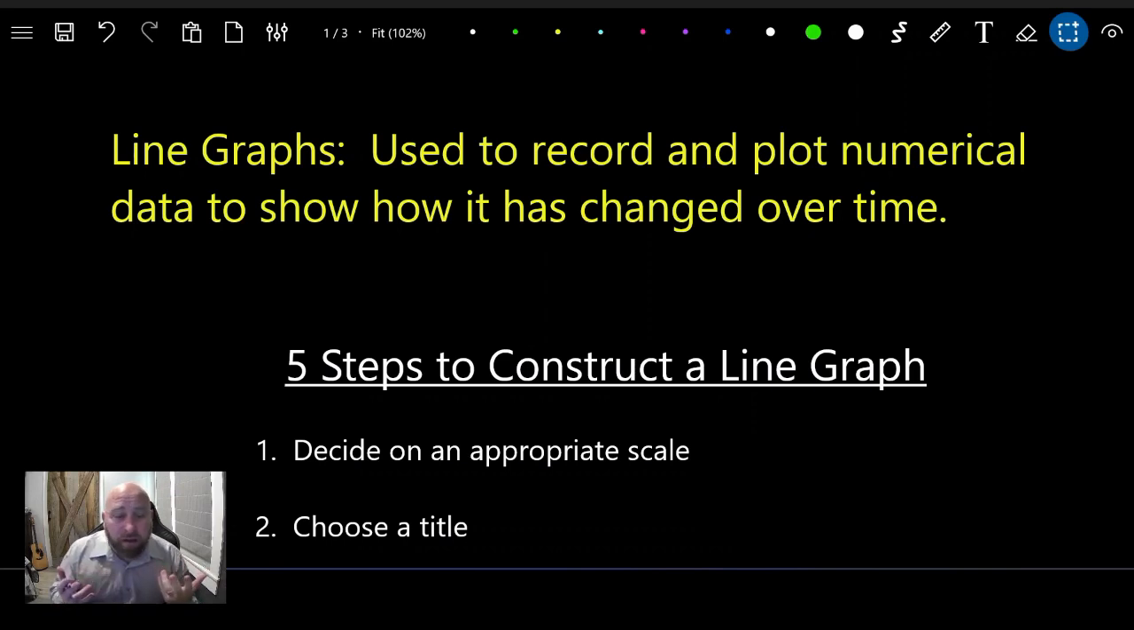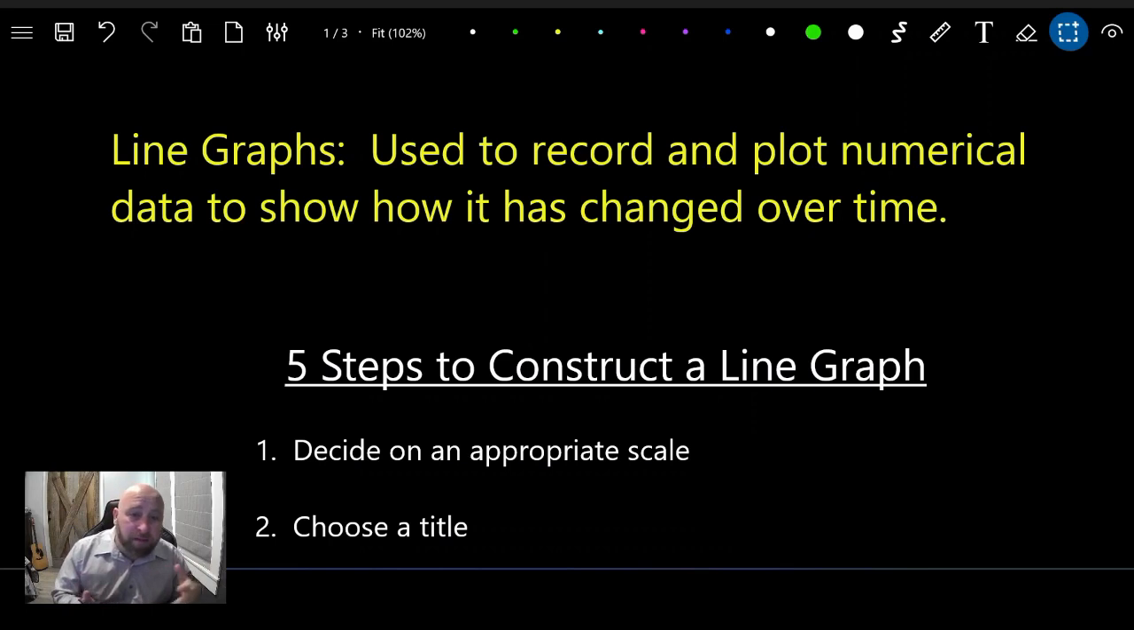maybe we're talking about the sales of something, how much something is selling. So in June, we had 50 sales. In July, we had 60 sales. Okay, so we would put that information on a line graph so that we could see what's happening. Are we going up or are we going down? That's the idea of what a line graph is.